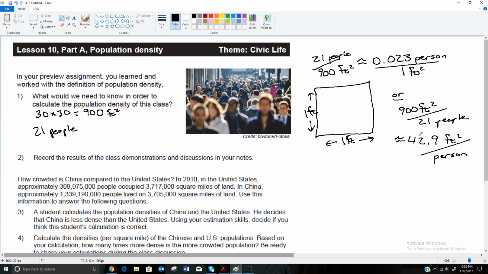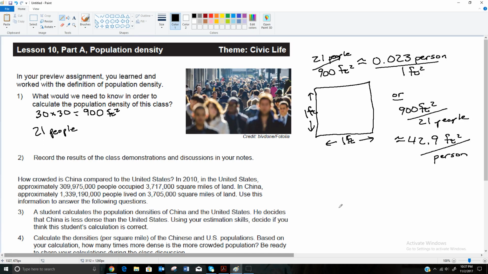Basically what this is saying is that each person in the room has about 43 square feet to themselves. If we were to split that room up so that each person had an even amount of area, then each person in the room would get close to 43 square feet. So for this, that makes sense. But when we're talking about the people within a country, we usually do it the other way around. We usually say how many people per square mile.